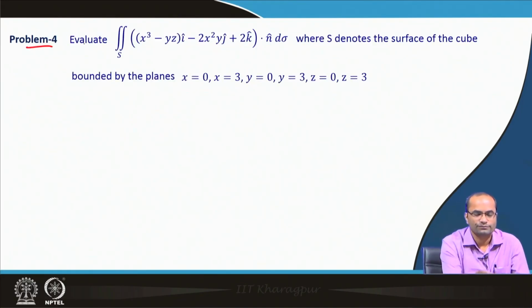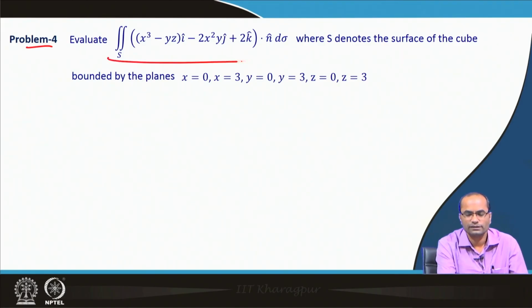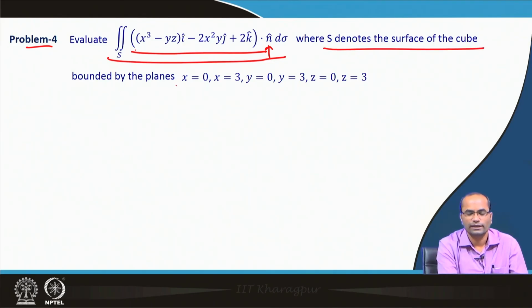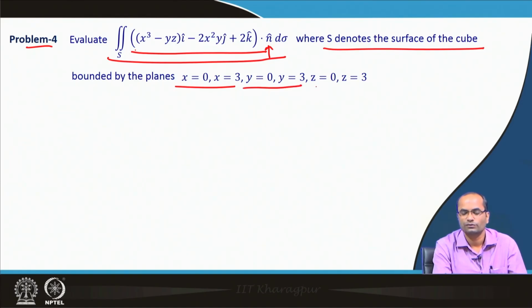So, a very simple example here to see the importance of this divergence theorem again. The next problem, we will evaluate this integral. This is a surface integral if you look at it. We have some f here, then we have f dot n d sigma. This is exactly the flux we are talking about in the divergence theorem, and this S is the surface of the cube again. It is bounded by x from 0 to 3, y from 0 to 3 and z from 0 to 3. So, it is similar to one of the problems we have just done.